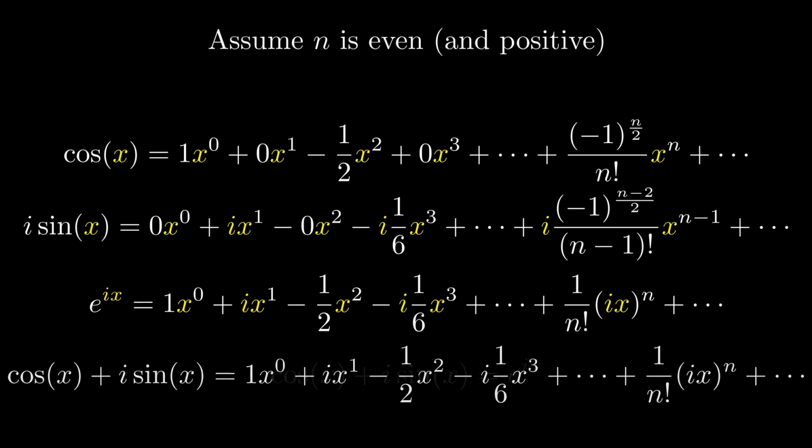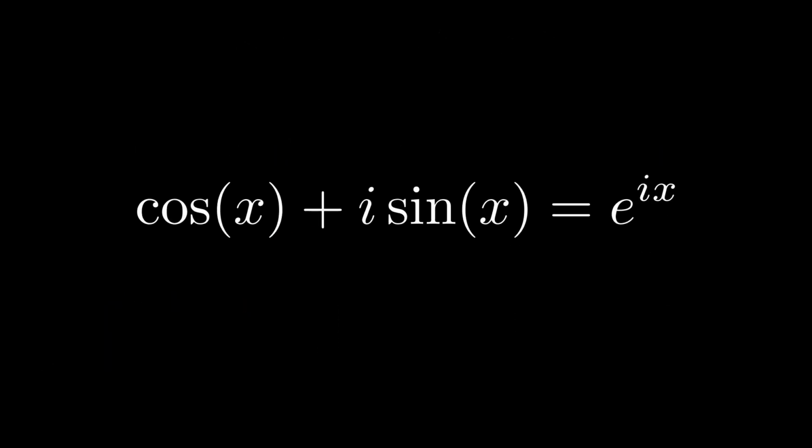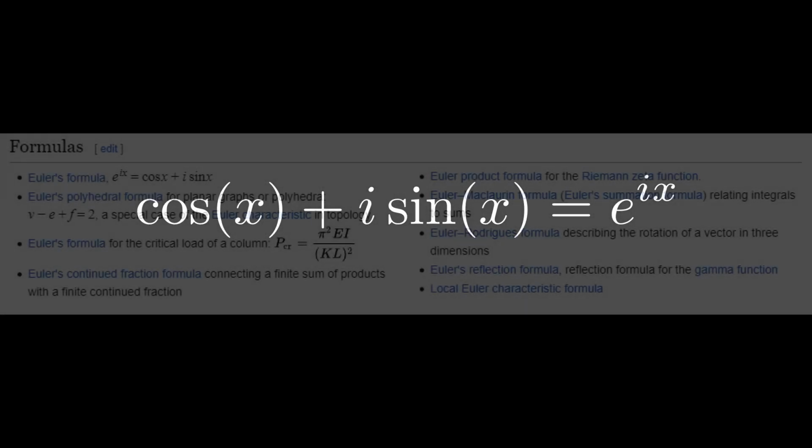Comparing expansions, we find that cosine of x plus i sine of x gives e to the ix, and we have Euler's formula. Well, one of them.